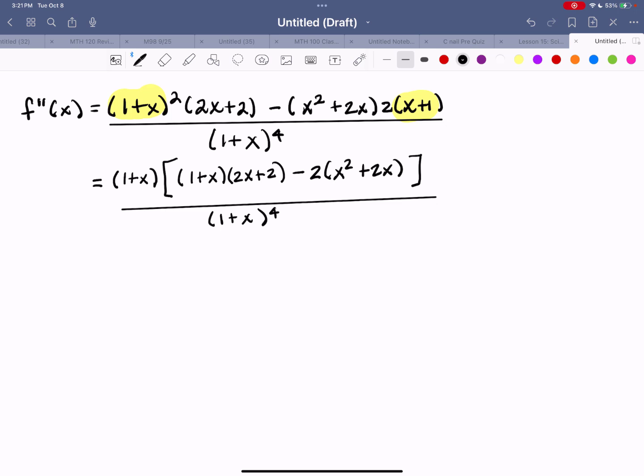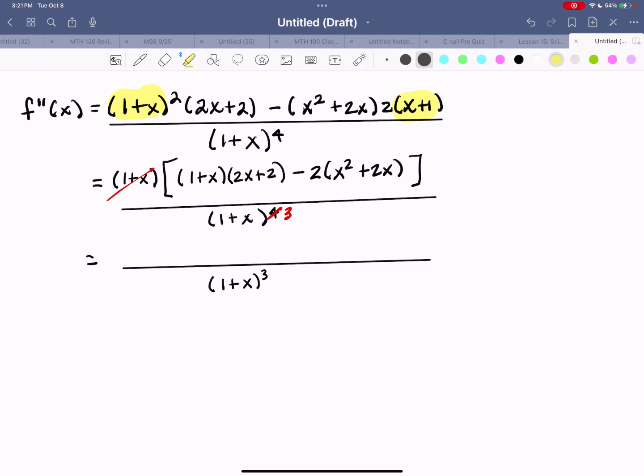Now, I immediately see a factor of 1 plus x. 1 plus x to the 4th, that's going to leave 3 of those in my denominator. Okay. So, got that simplified. And that's going to be a 1 plus x to the 3rd in the bottom. And it may simplify out some more, but that's what we have so far.